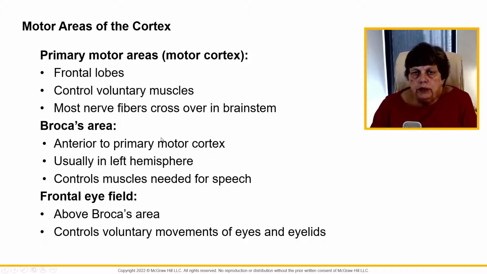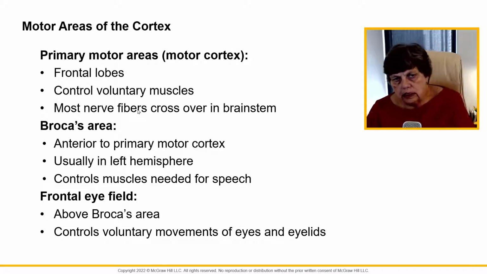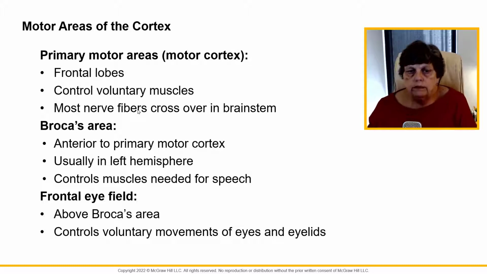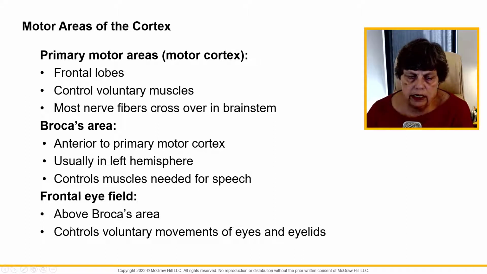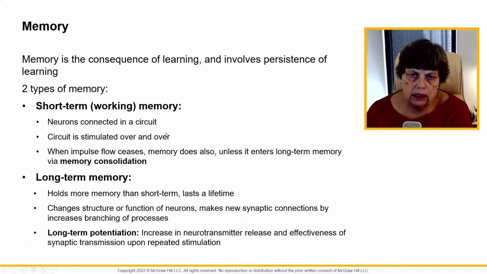All right, so the motor areas of the cortex, we do have a primary motor area. This is in the frontal lobes. This controls our voluntary muscles. And most of these fibers cross over in the brain stem, which means whatever you're doing on the right side, it's the left side of the brain that's controlling it. Okay, and vice versa. We have Broca's area, which is usually in the left hemisphere, that controls the muscles that we need for speech. And we have an eye area that is above Broca that controls the eyes and the eyelids, and you can take a look at that.